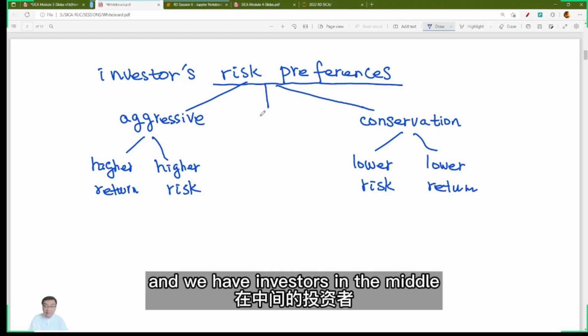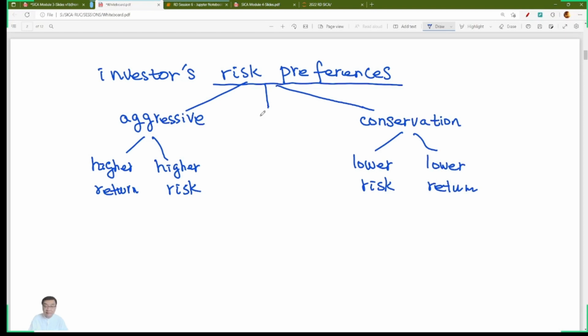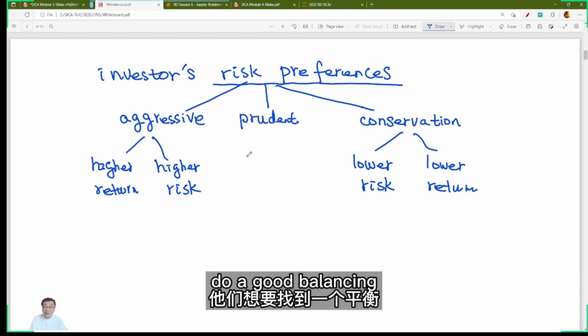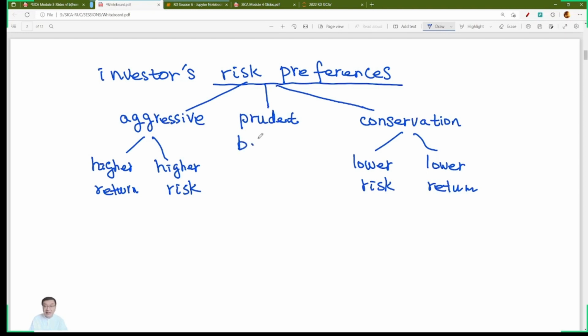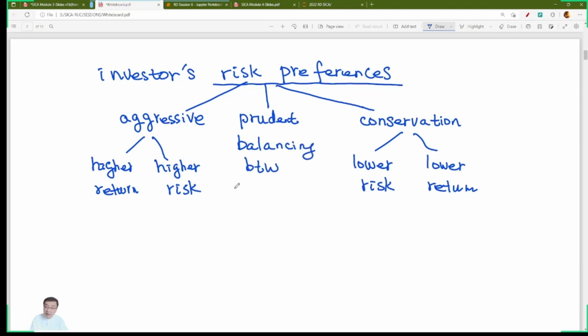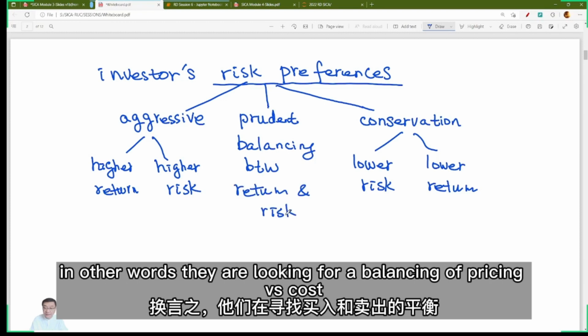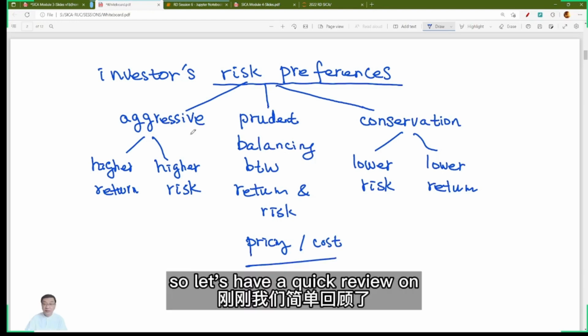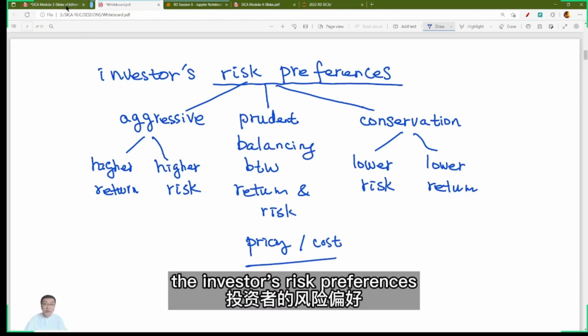Then we have investors in the middle. We call them prudent. These kinds of investors want to do a good balancing between return and risk. In other words, they are looking for a balance of pricing versus cost. So let's have a quick review of the investors' risk preferences.